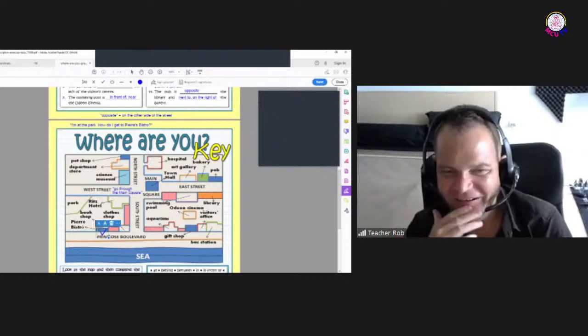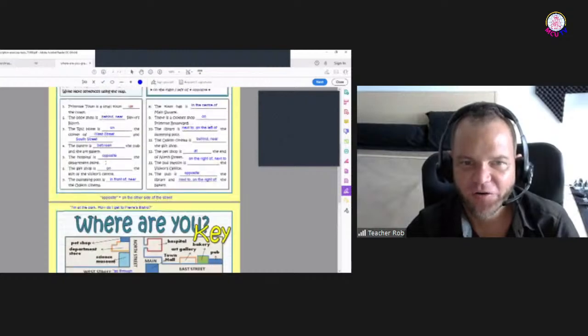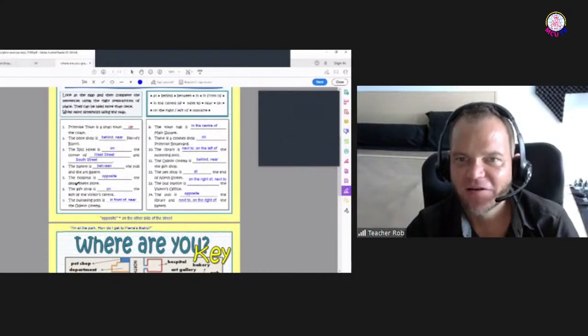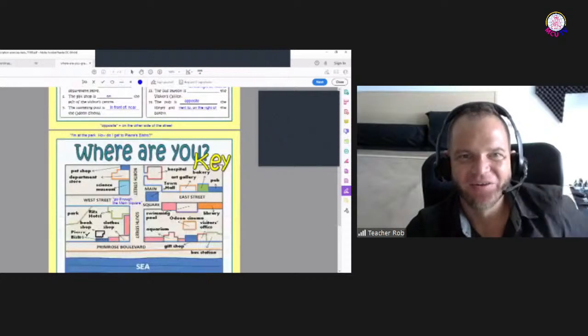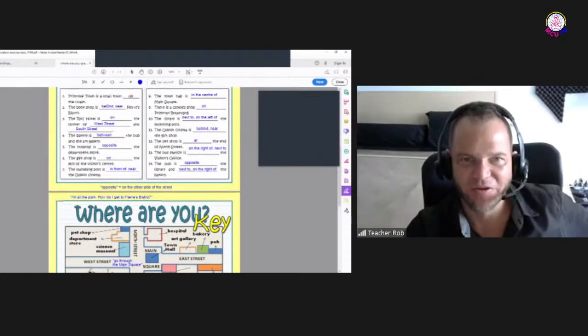Very good. Now, again, just like in the answers, you could say something like it's on your right, in front of the, what is it in front of? In front of the bookshop, right? So we had seen in that answer that the bookshop was behind Pierre's Bistro. So you could use the opposite of behind, and now you could say it is in front of the bookshop. You could do something like that.